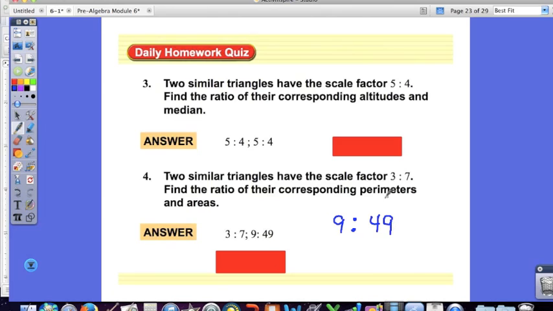So what do you think you would have if I asked for the ratio of their volume? That's right. You would have to cube everything. 3 cubed is 27, and 7 cubed is 343.